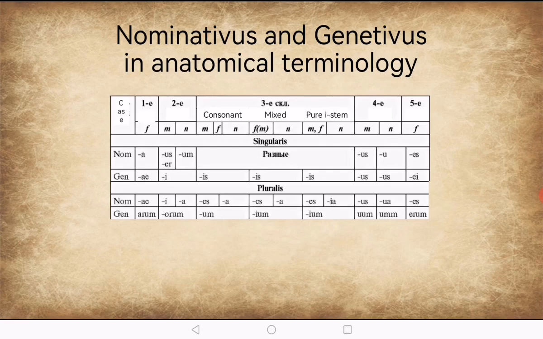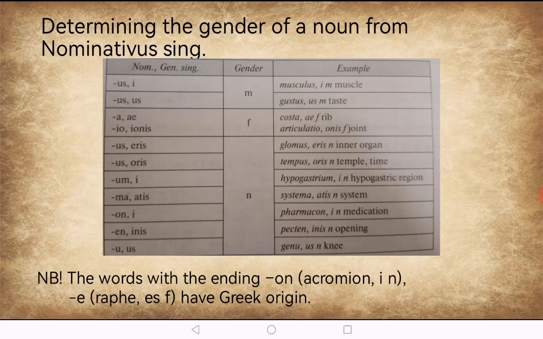The fifth declension for you will have only the word facies, faciei. It is a feminine noun. So as you see, you can determine the gender of a noun from nominative and genitive singular.